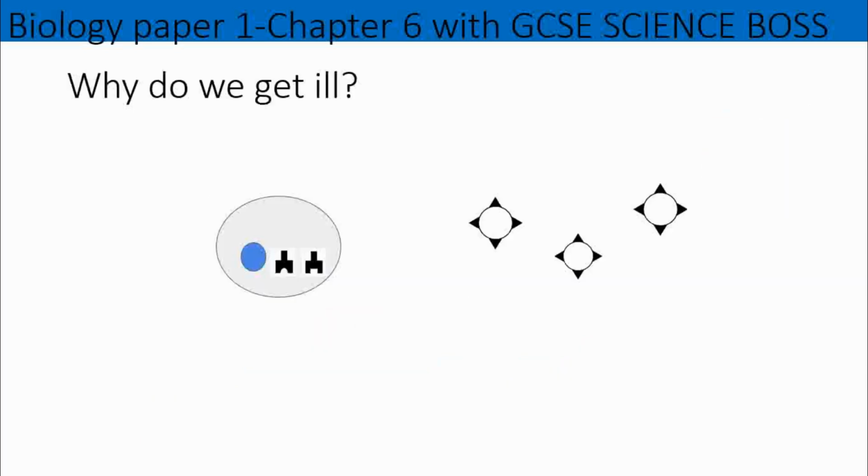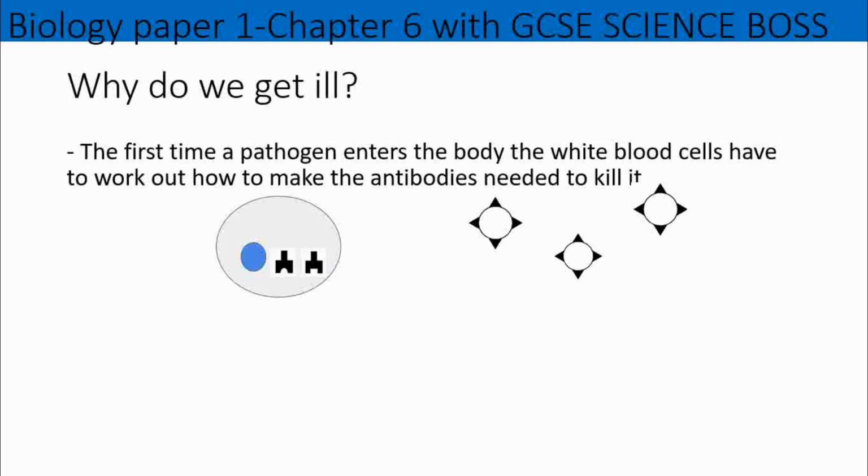Now, why do we get ill? The first time a pathogen enters the body, the white blood cell has to work out which antibody it's going to use. As you can see here, you have the white blood cell. That's my white blood cell there. It has to work out which of these antibodies can bind to the pathogen. That's your pathogen there, and on the pathogen you have your antigen. So the white blood cell has to work out which antibody it is going to produce. Now it's worked out.